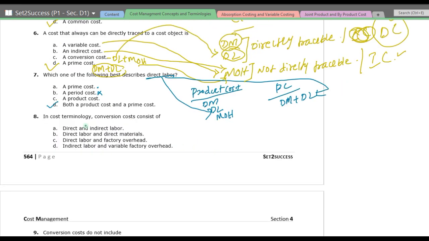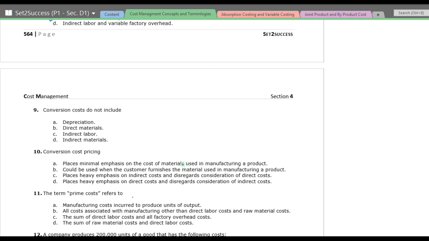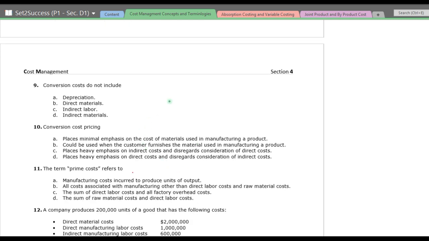Next. In cost terminology, conversion cost consists of... conversion cost is direct labor plus manufacturing overhead. So it is direct labor plus factory overhead, which matches direct labor plus manufacturing overhead, which is option C. Next. Conversion cost does not include... what is not included in the conversion cost? Conversion cost is direct labor plus manufacturing overhead.